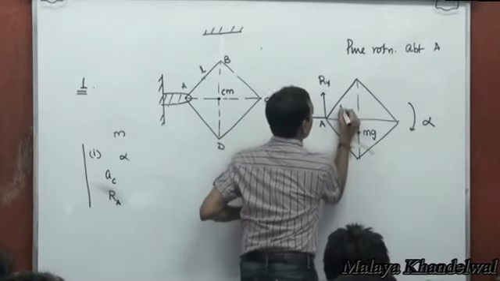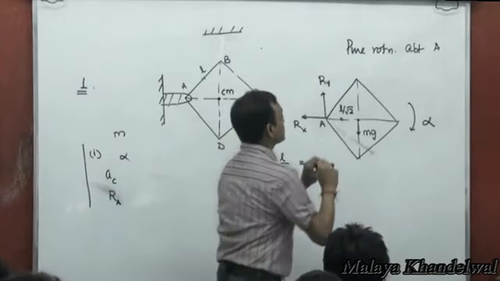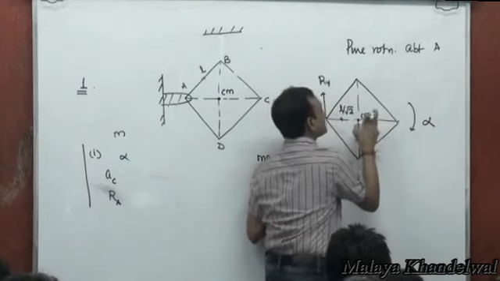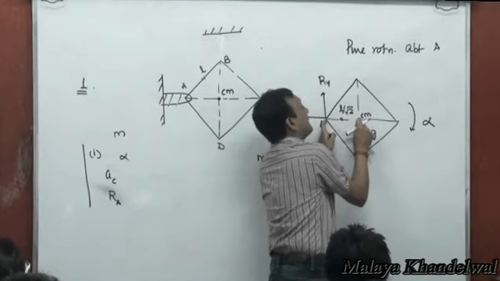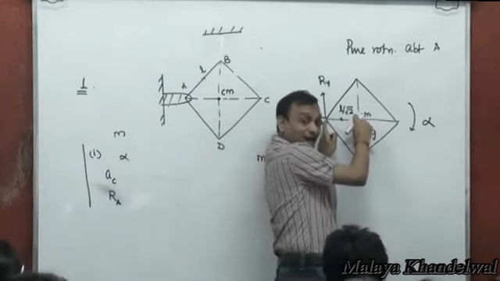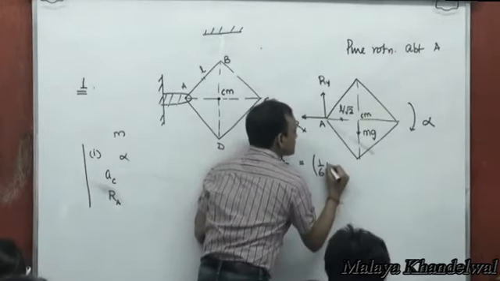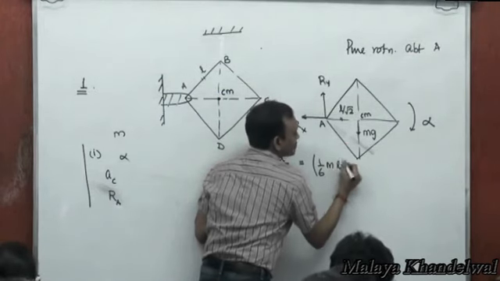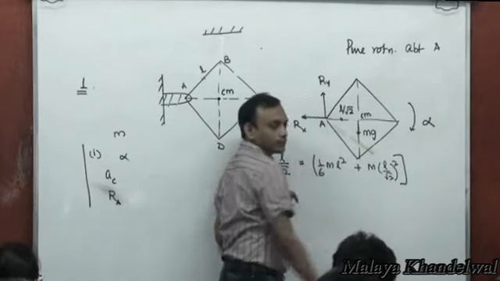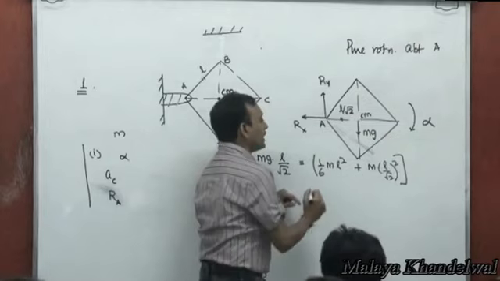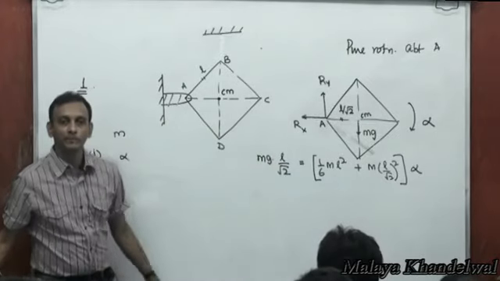Now, what's I about A? For a square lamina, what's I about A? Okay, answer this. What's I about the center of mass? 1/6 ml squared. So 1/6 ml squared plus m into L by root 2 whole square. Parallel axis theorem, yes or no? So I about A is 1/6 ml squared plus m into L by root 2 whole square. That's parallel axis theorem. I about A into angular acceleration. Clear?